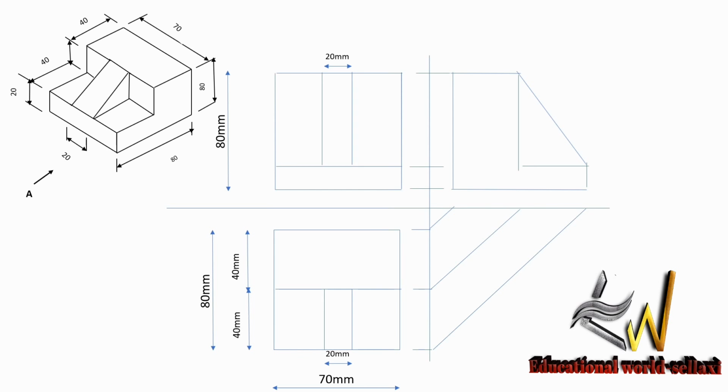Remember, all lines are supposed to be perpendicular, and you draw perpendicular lines by the use of your ruler and your set squares, be it vertical or horizontal. We make use of our ruler and set squares.